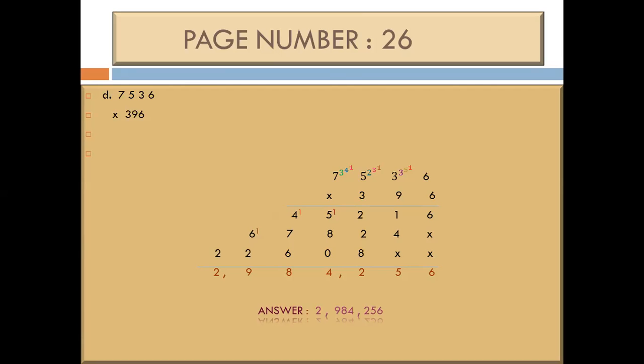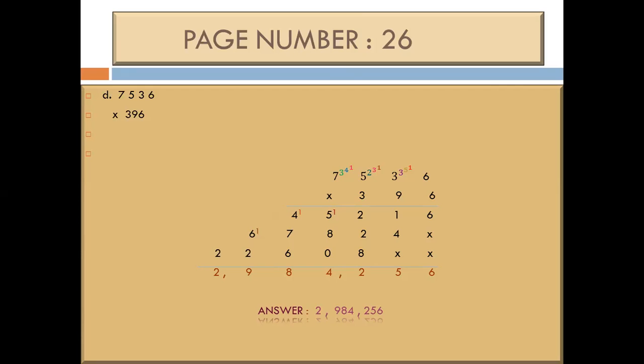9 fives are 45, 45, 46, 47 and 48. We write 8 there and we carry 4 on 7. 9 sevens are 63. 63 and 4, 67. Now we have completed the multiplication on tens place.